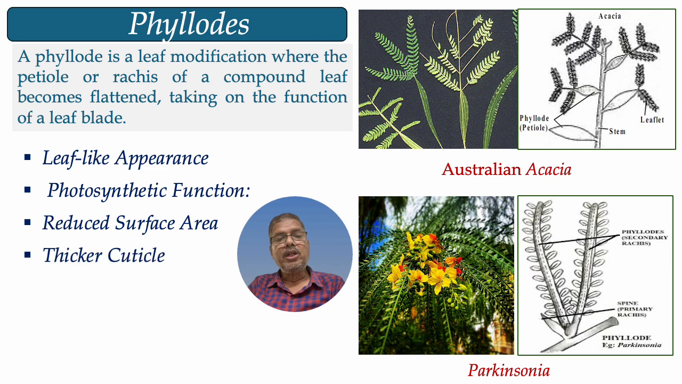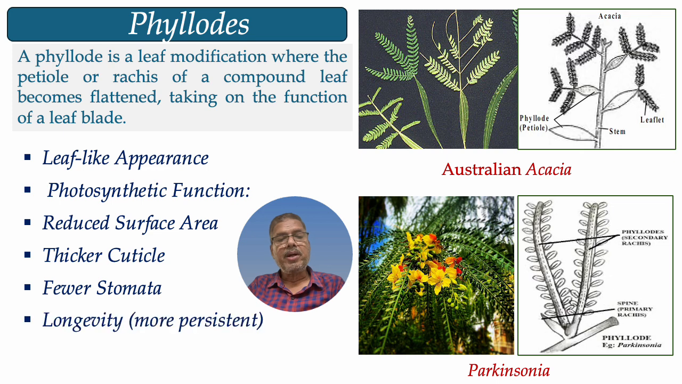It has reduced leaf surface area. They have a thicker cuticle and a few stomata. The phyllodes are often more persistent than the typical leaves. The most well-known example of a plant with phyllodes is found in the genus Australian Acacia.